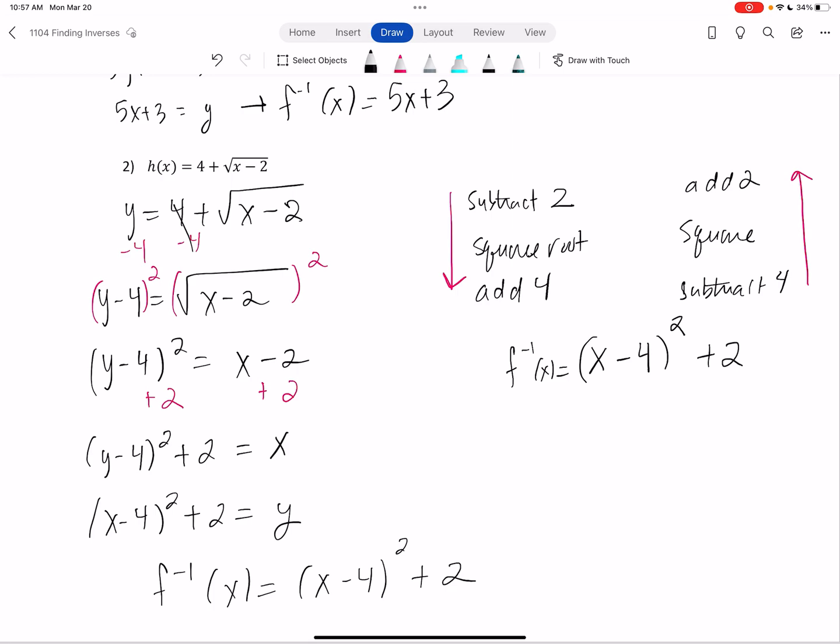So whichever method you prefer, that's the one you choose. And finding an inverse is just undoing all the operations.